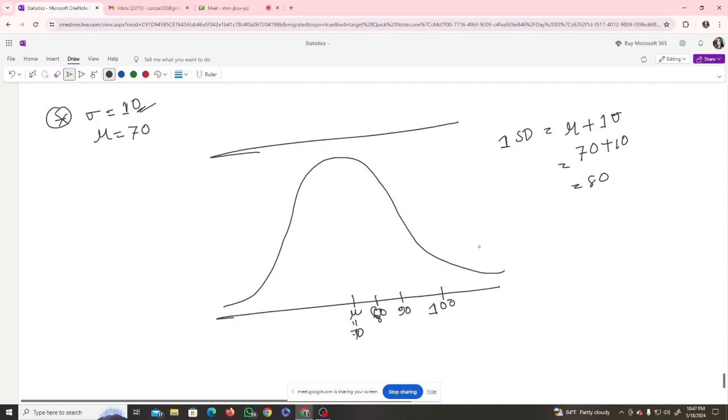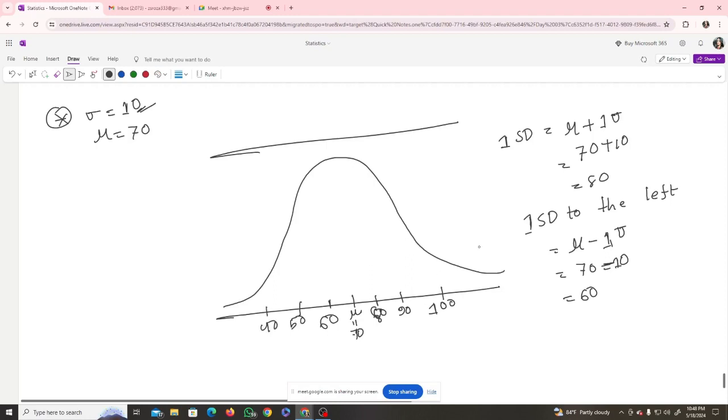And if we get the values here, one standard deviation to the left, how do we calculate it? It is population mean minus one standard deviation. And what is the value of standard deviation? It is 10. So 70 minus 10 is 60. So it will be 60, and 50 and 40. Alright.